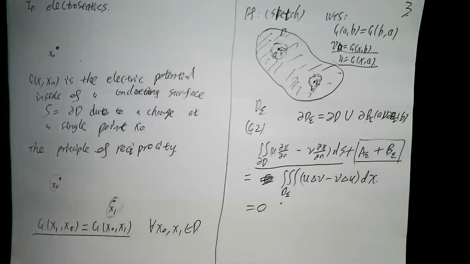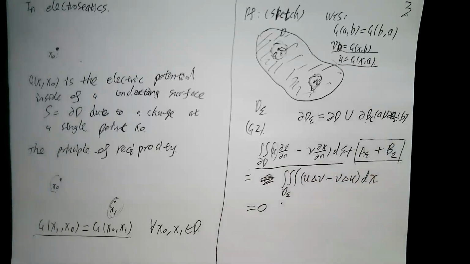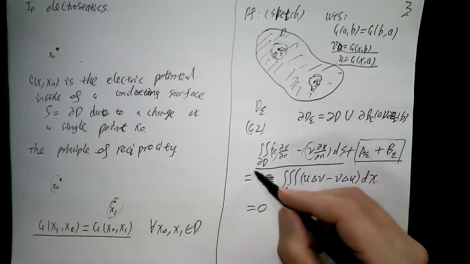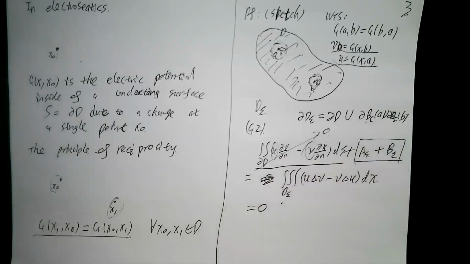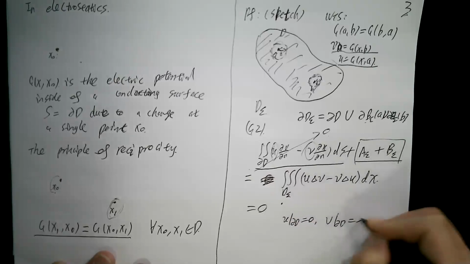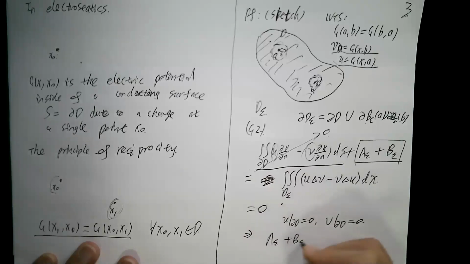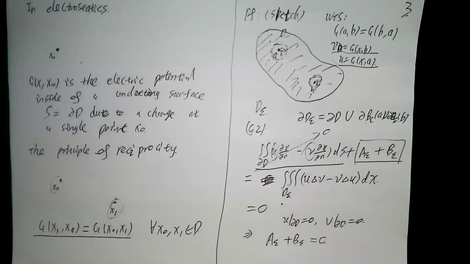Okay, and the nice thing here again is we use the property of Green's function. If we use that, we know that u on the boundary is 0, v on the boundary is 0, so the first term also disappears, because u on the boundary is 0, v on the boundary is 0. So a epsilon plus b epsilon equals 0. Okay, is that clear?